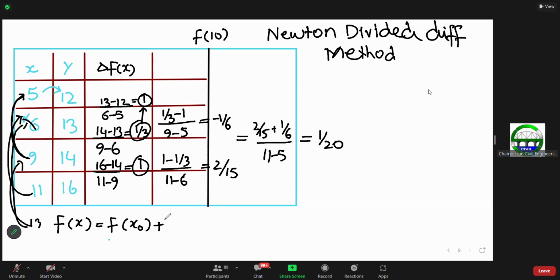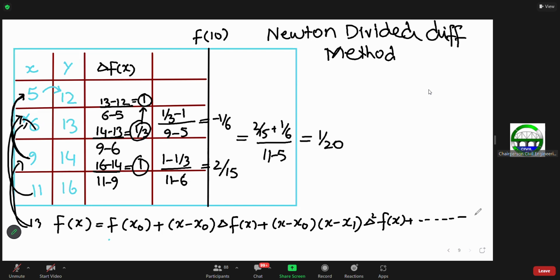Just 1 minute. Plus x minus x naught del f of x plus x minus x naught, x minus x1, del square f of x, plus and so on, right?